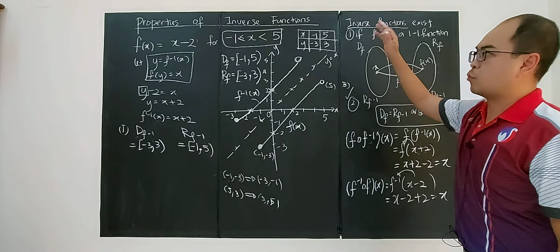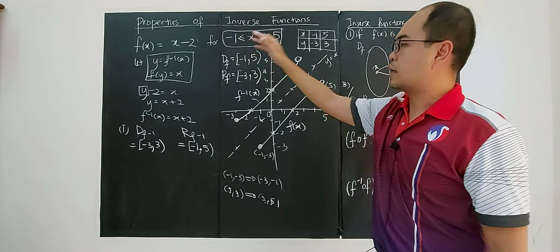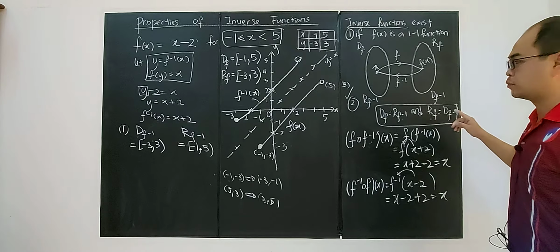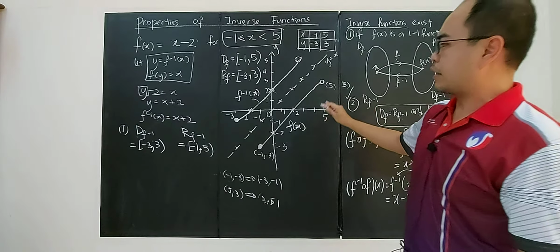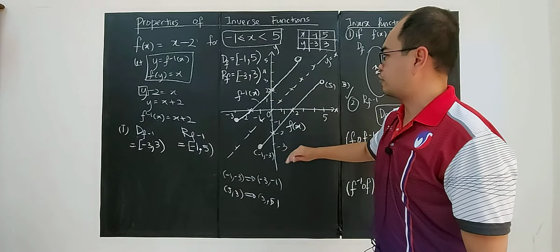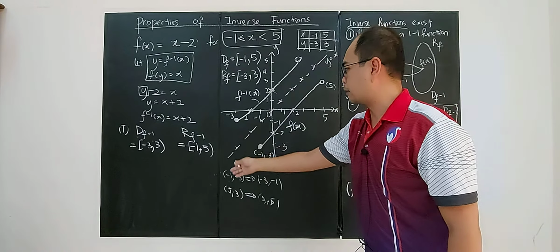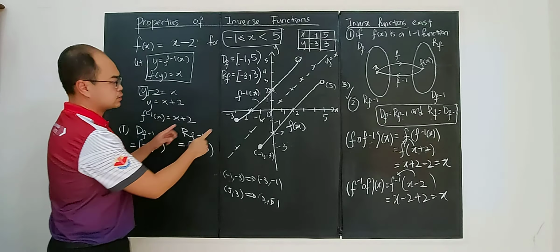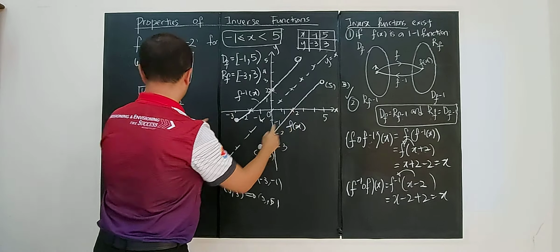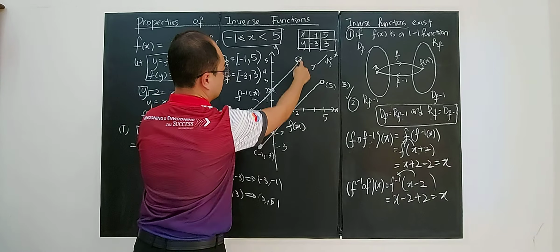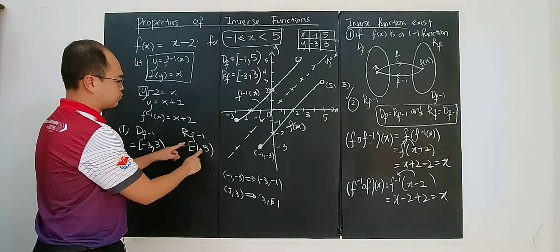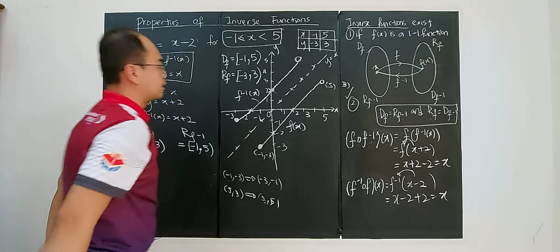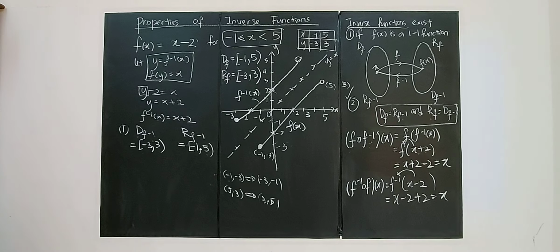It has to be a one-to-one function. Secondly, the domain of f has to be the range of f inverse, and the range of f has to be the domain of f inverse. And graphically, if you draw both graphs, they will be reflected about the line y equals x. The domain of f inverse is negative 3 up to 3, and the range of f inverse is negative 1 up to 5. So these are the properties of inverse functions.